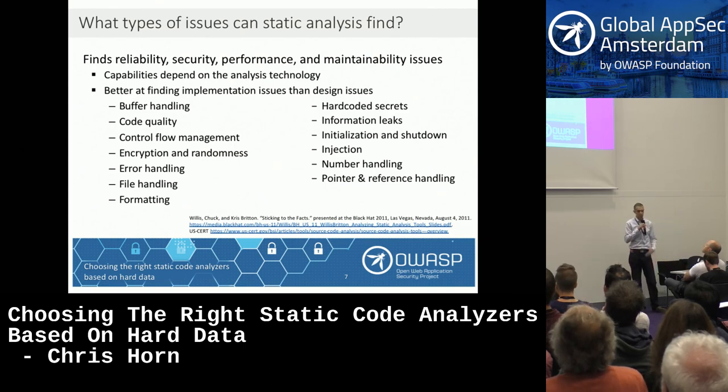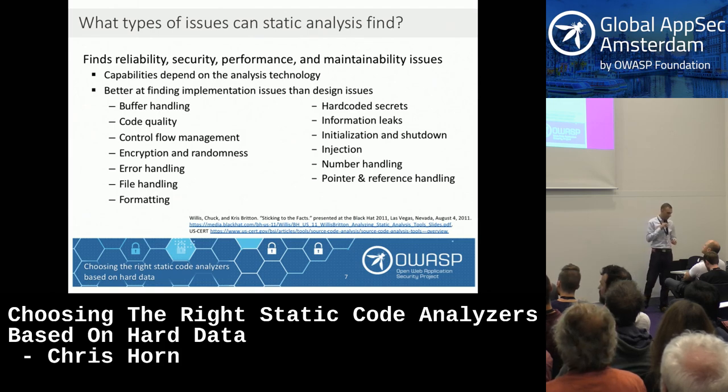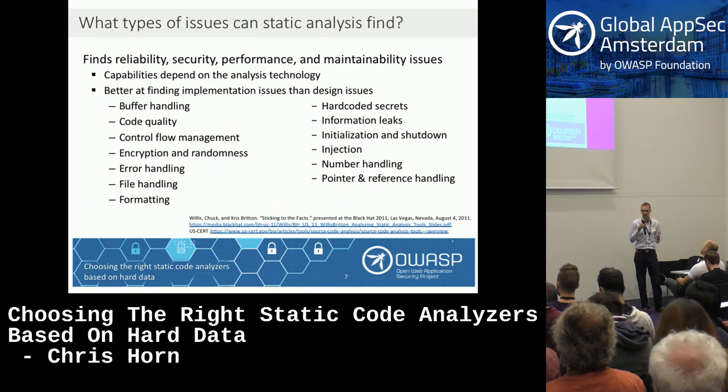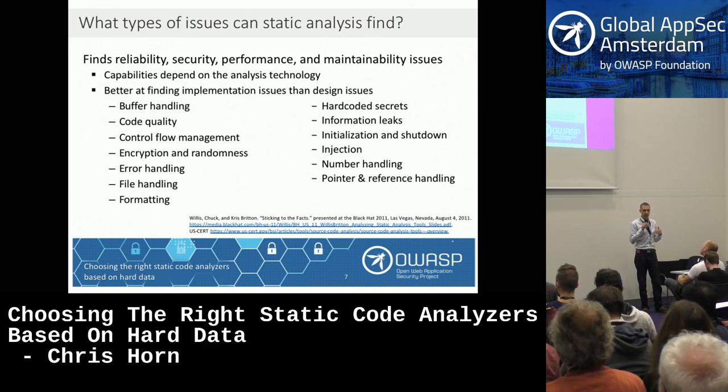And so the types of things that static analysis can find, there's a list here. They can't find everything. There are four major categories here at the top: reliability, security, performance, and maintainability. They're better at measuring the code-level things, though. So if you're looking for design flaws, static analysis probably isn't going to find them, right? But if you're looking for whether you have the correct logic in your try-catch blocks, or if you're managing memory pointers in your C program, static analysis is going to be really helpful for you.